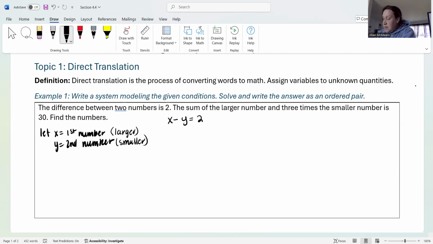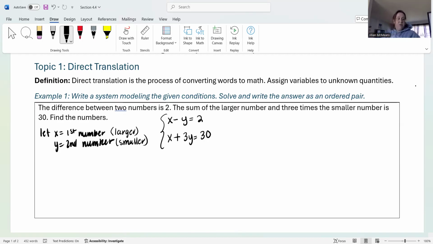Okay, so let's see how we're going to write this. We want to take the sum of the larger number, so x plus. We want to take 3 times the smaller number, so y is the smaller number, so we're going to take x plus 3y, and that has to equal 30. Well, this is now our system.